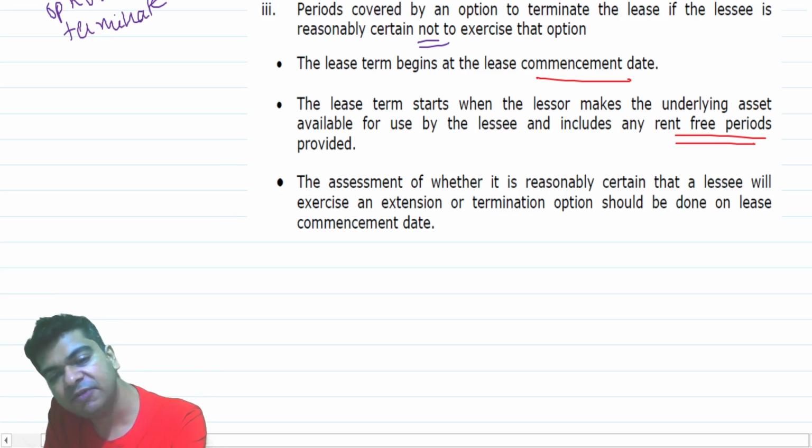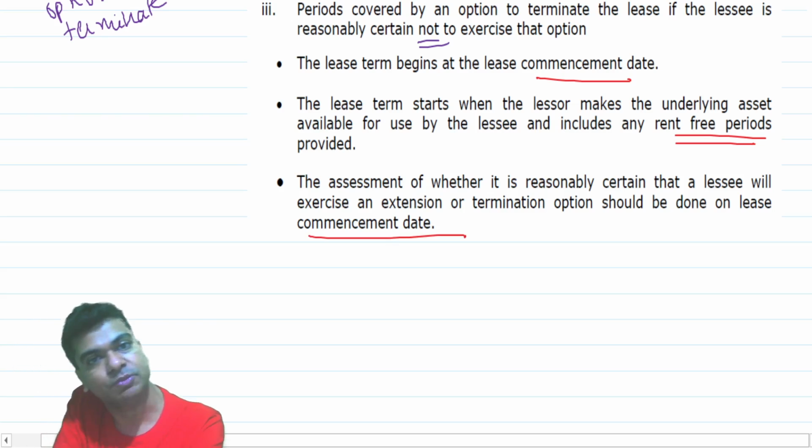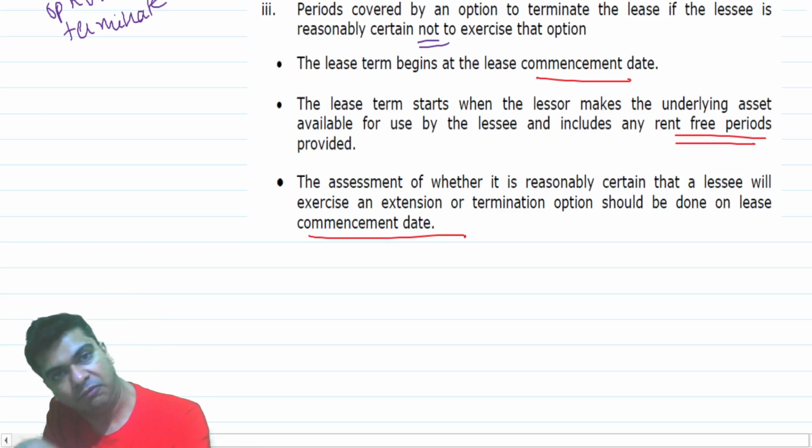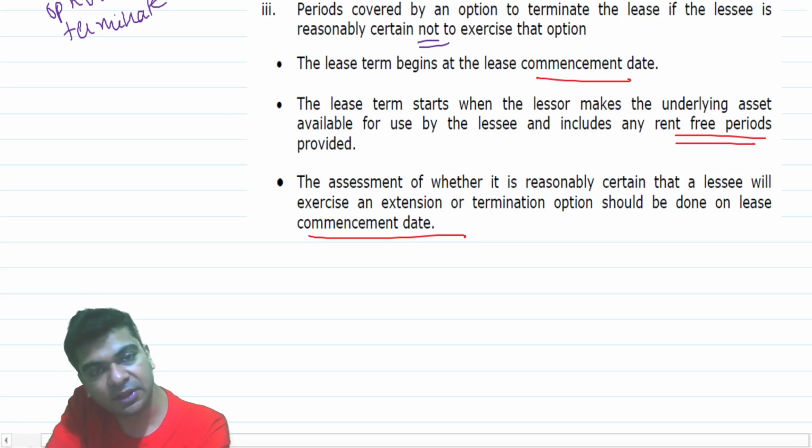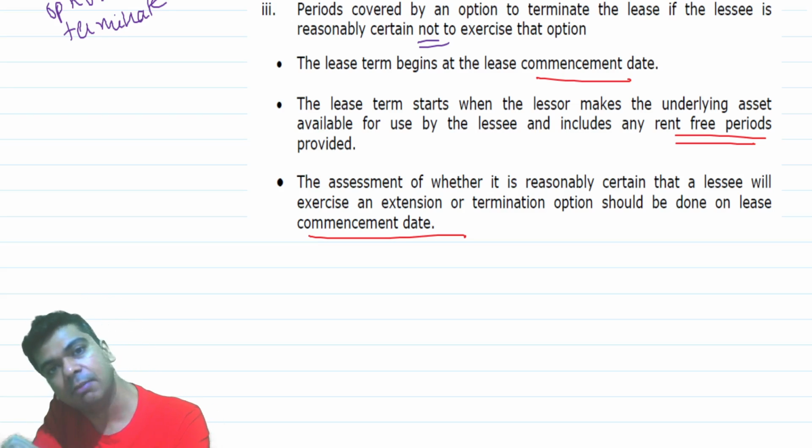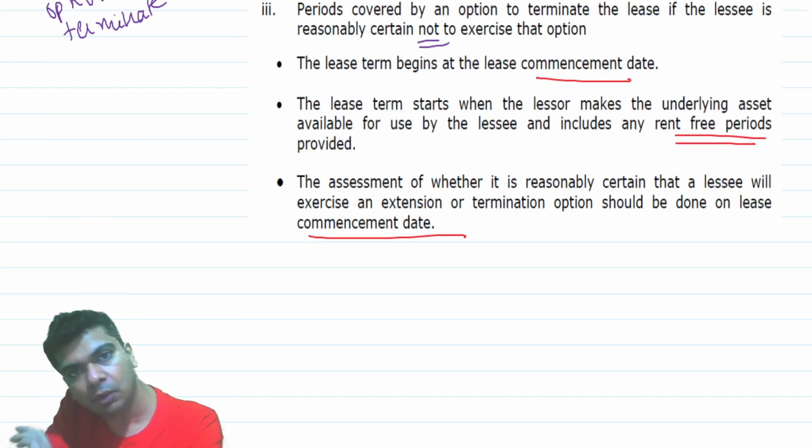The assessment of whether it is reasonably certain that the lessee shall exercise an extension or termination option should be done on the lease commencement date. We know the lease commencement date is the date when the underlying asset is made available by the lessor to the lessee. So on that particular date itself, all these calculations are to be done.